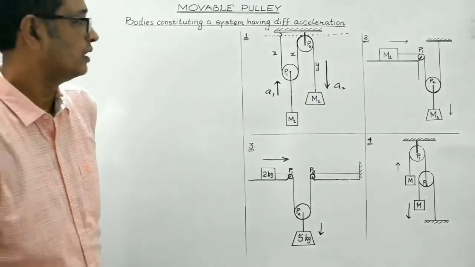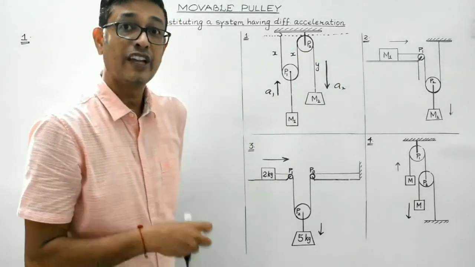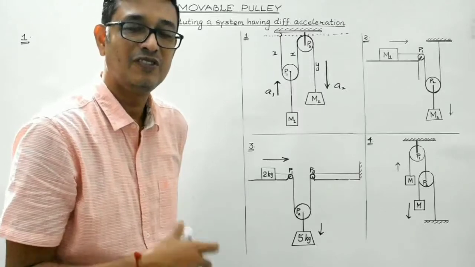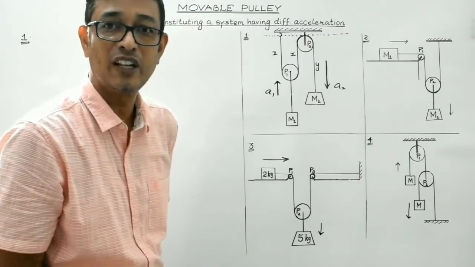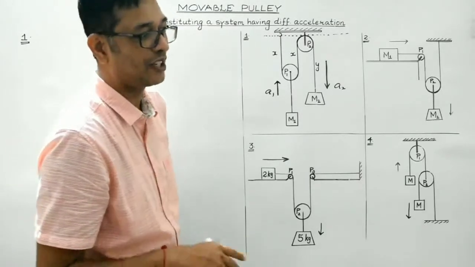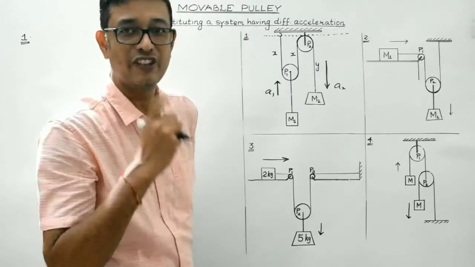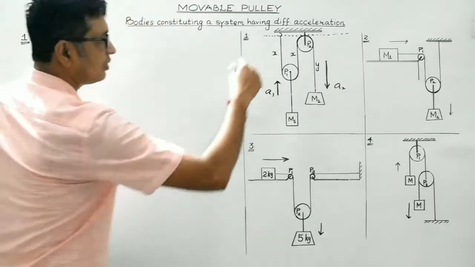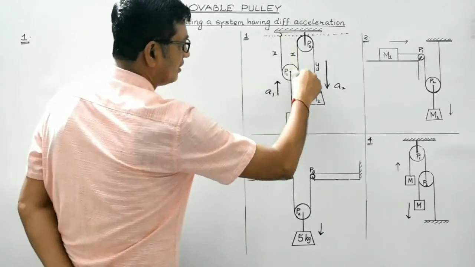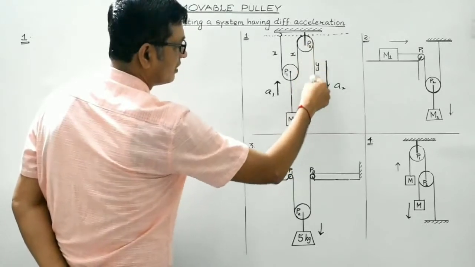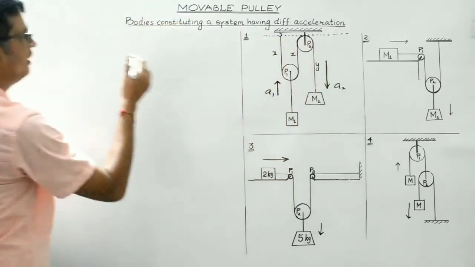So basically, students, you are aware, the rate of change of displacement is known as velocity, and the rate of change of velocity will give us acceleration. So suppose the length of the string is L.